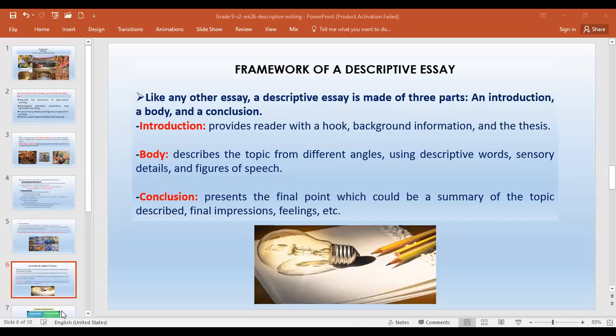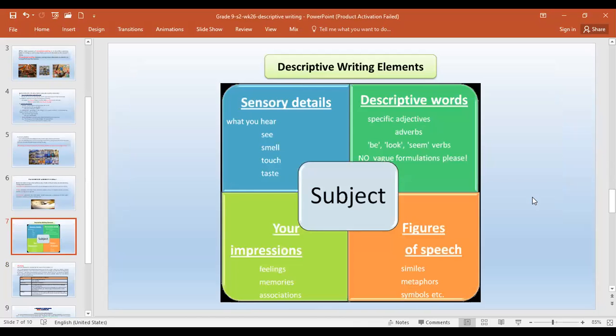And then I made this shortened diagram about what you should include. Kalam, would you please read? Descriptive writing elements, sensory details: what you hear, see, smell, touch, or taste. Okay. Descriptive words: specific adjectives, adverbs, be, look, and seem verbs, and no vague formulations.